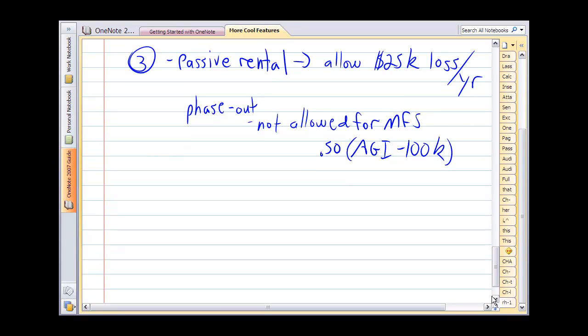Right, as if that weren't complicated enough. But that's it. That's all we really have to talk about. Let's do an example real quick, or a couple of examples.